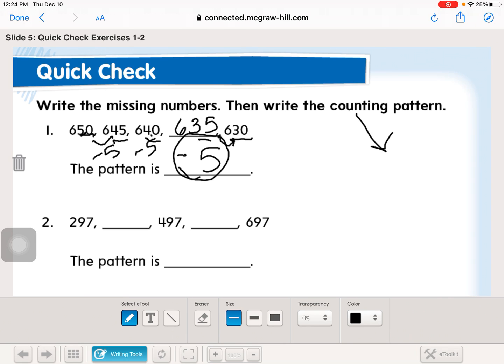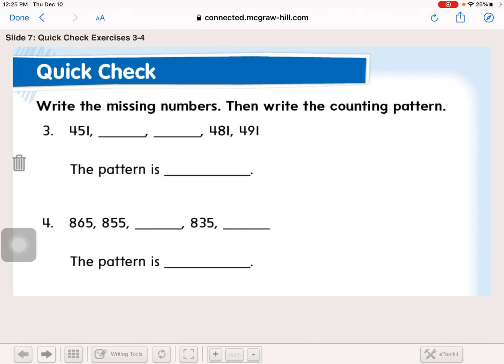297, blank, 497, blank, 697. So 200, 400, 600 looks like we're increasing, right? We're going to add or get bigger. So the only digit changing is the hundreds place. It's getting bigger by 2, but we've got one in between. So if we go up by 1, we get to 397, 497. Plus 100 would be 597. Plus 100, 697. So I want you to try these two on your own on your whiteboard.